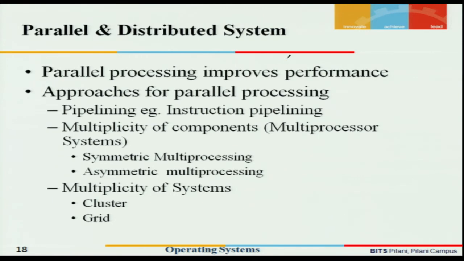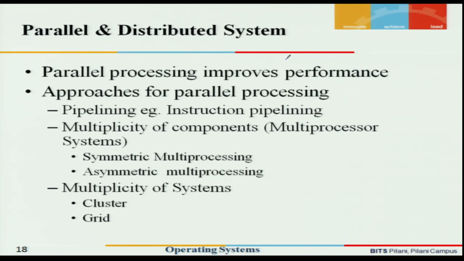So it is very evident, very clear, that if we can execute jobs in parallel, the execution performance would improve. Now the immediate question arises: how do you execute things in parallel? What are the various approaches for parallel processing? There are quite a few approaches which are prevalent.